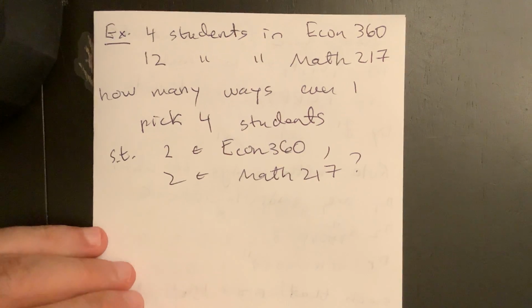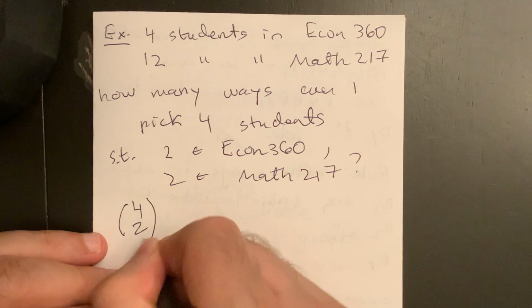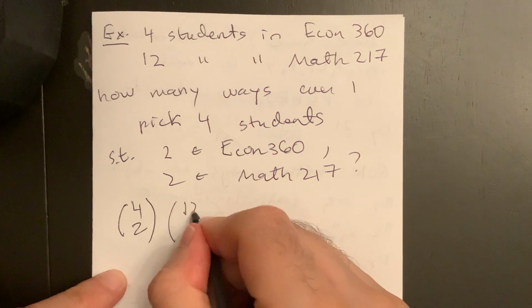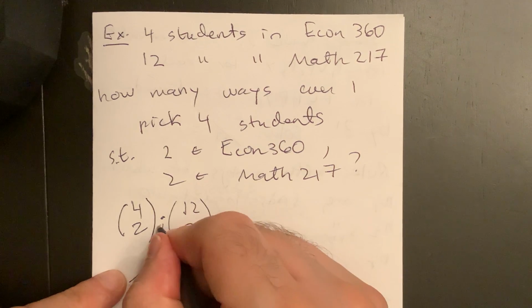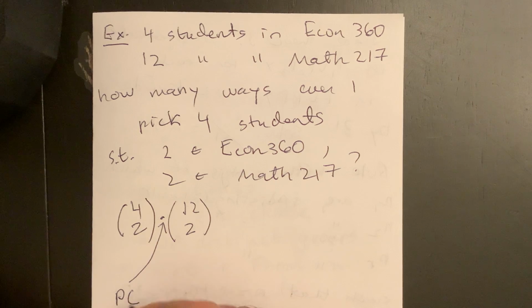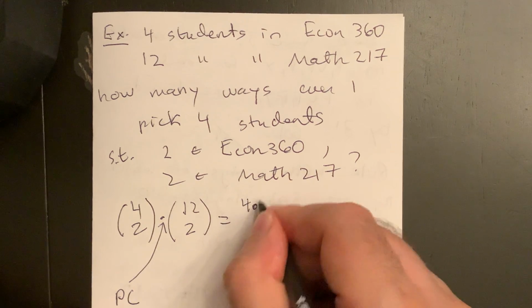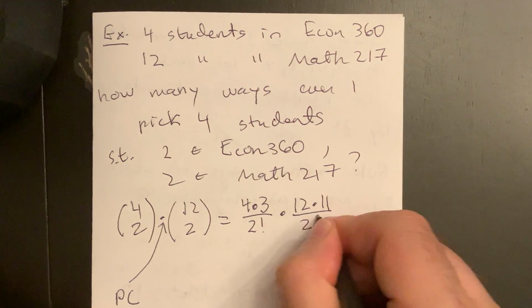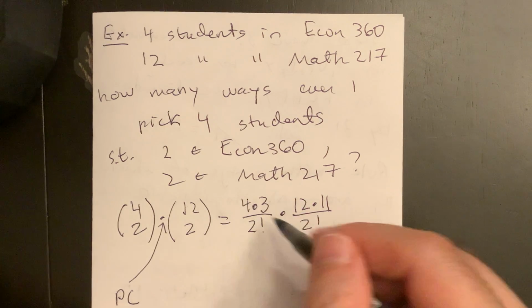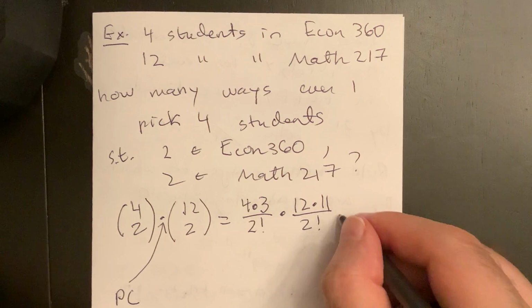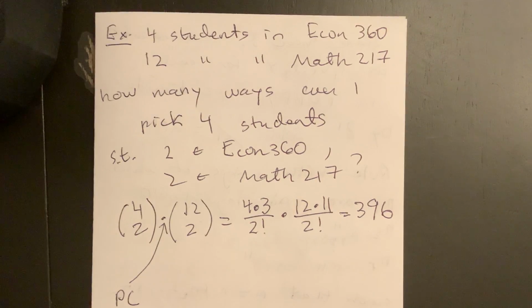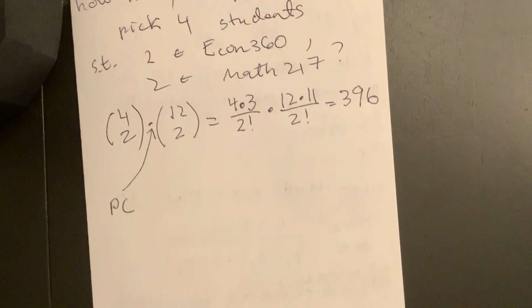Well, this is just going to be 4 choose 2 and 12 choose 2 for the math, but then I have to multiply them by the principle of counting. And that little multiplier is the principle of counting. So I get 4 times 3 over 2 factorial times 12 times 11 over 2 factorial. And you see these cancel here, so you get 132 times 3, so that's 396. Okay, that's a lot of ways, right, for just that few number of people.